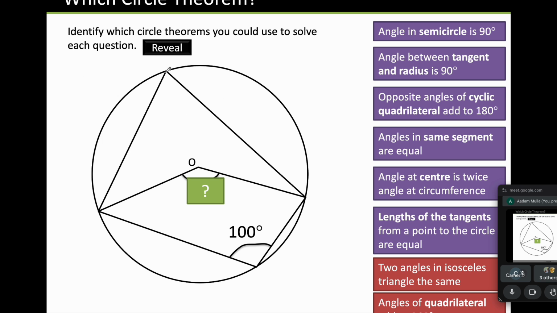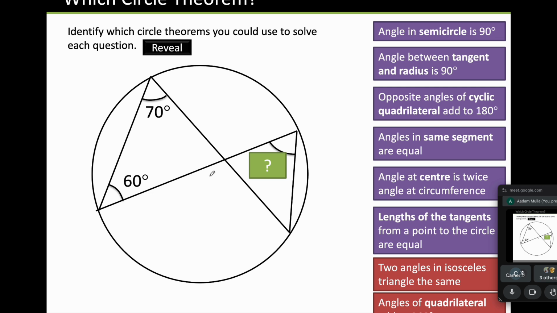My first clue is we have a cyclic quadrilateral. So that will tell you something about this. That's going to be 80 degrees. And then the second thing that you're going to have to do is angles at the center will be twice this one. So because this was 80, that will be double it, that will be 160.